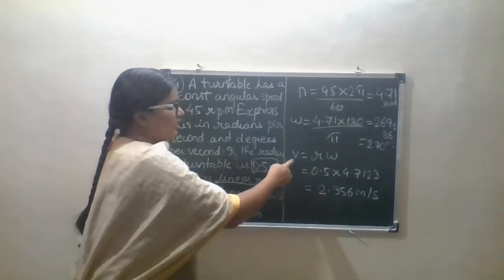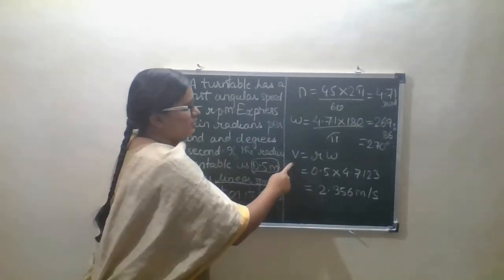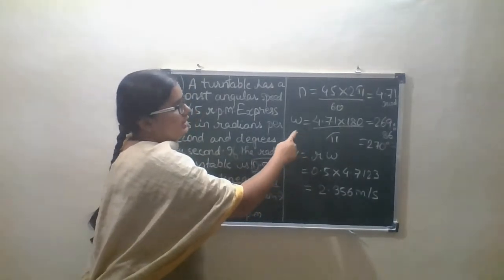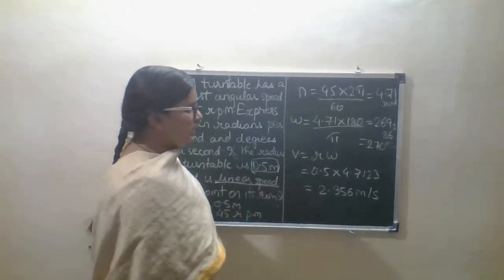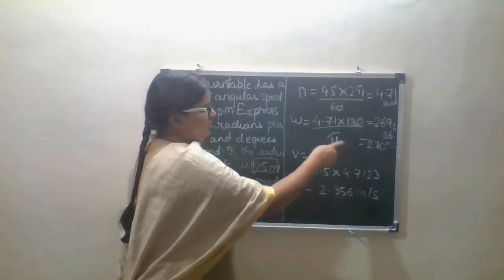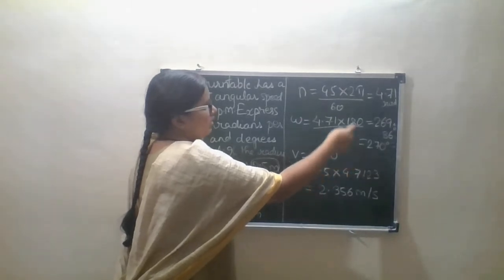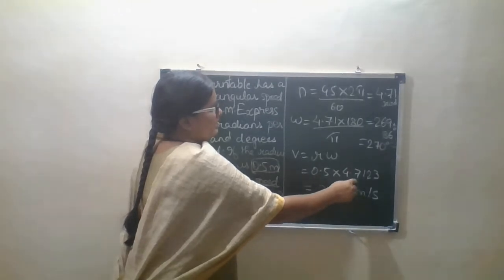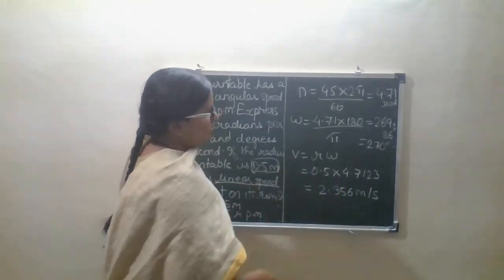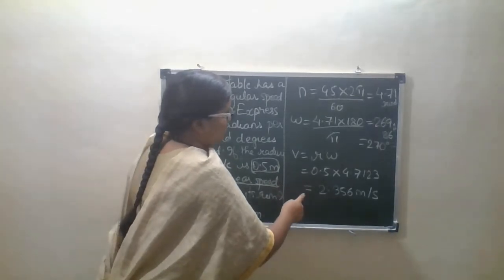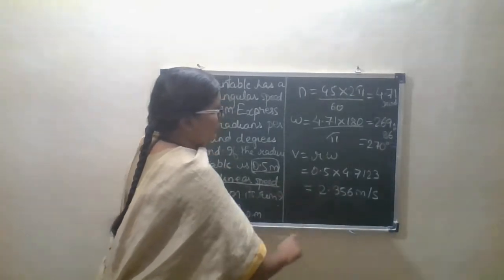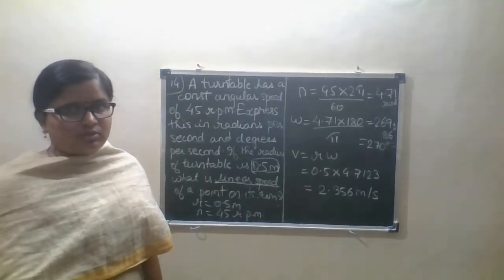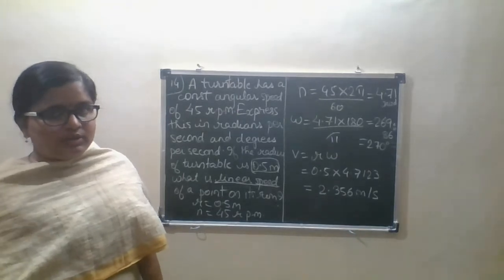Now what is the linear speed? For linear speed we have to find omega first, then r is given. Omega is 4.7123, and v is now 2.356 meter per second. This is the linear speed. Okay, got it. Now further we will see.